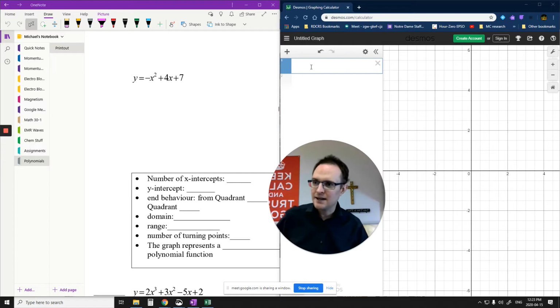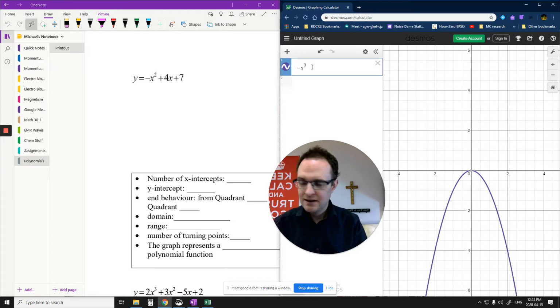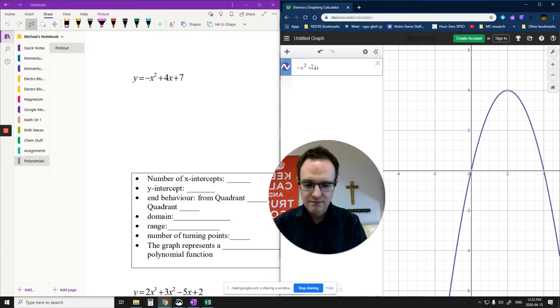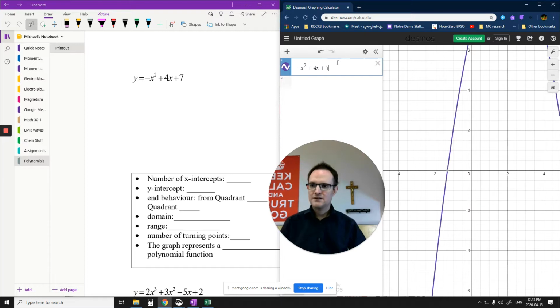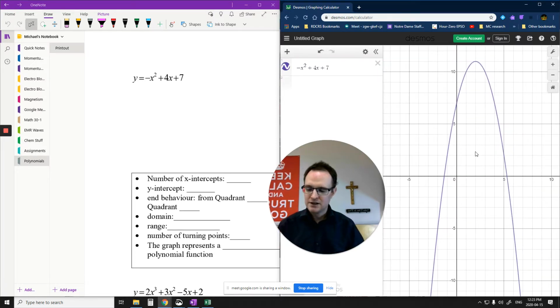Sorry, back at this. Okay, so we're going to create our graph here. So negative x squared plus 4x plus 7. Okay, so here's our graph. I'm just going to zoom out just a little bit so we can see what it looks like. A nice little quadratic. Just going to give a little sketch here, just like we did with the other ones.